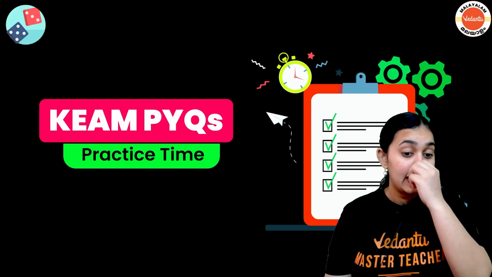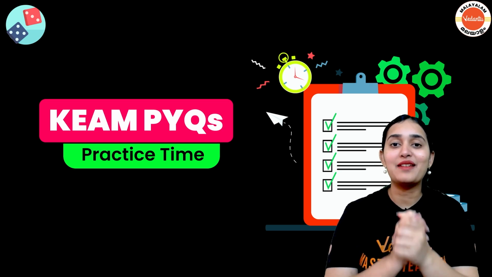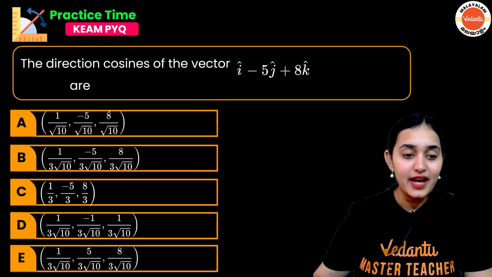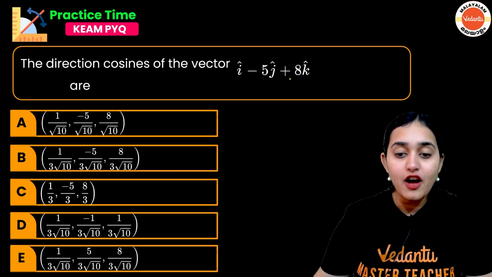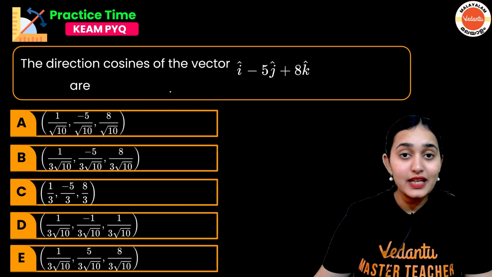Clear to everybody? Now, are you guys ready for solving the previous year question paper questions? Let's do it. Question number 1. The direction cosines of this vector are dash. They are asking about direction cosines.